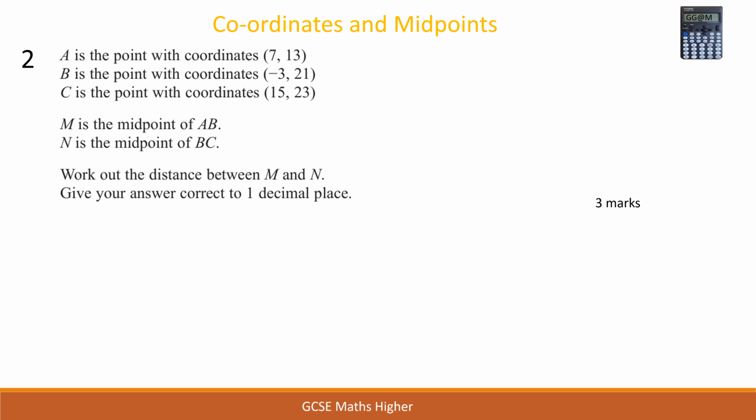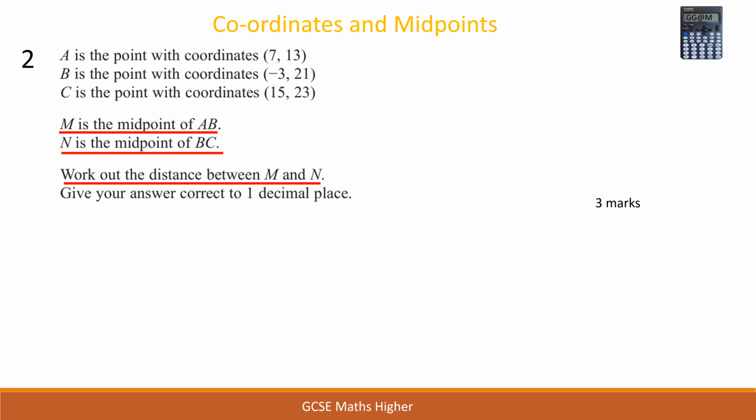So work through the question carefully. Keywords are that M is the midpoint between A and B. So if you plot A and plot B, then you can find where M is. And N is the middle between B and C. So again, if you plot those 2 points, you can find the middle. You've got to work out the distance between these 2 points.